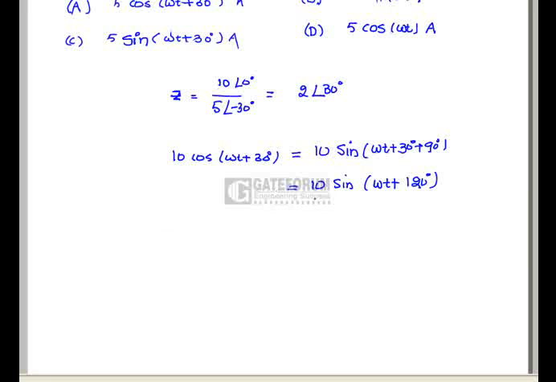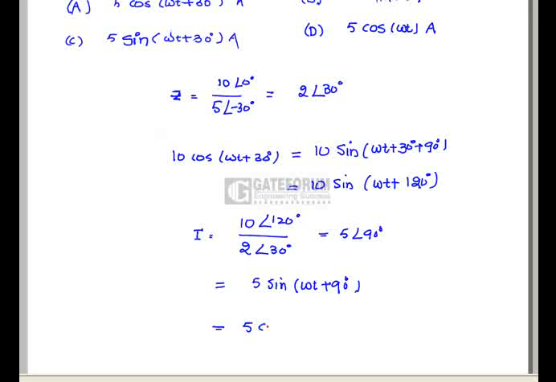For this particular input we have to calculate the current, that is I equals 10 at the angle of 120 degrees divided by 2 at the angle of 30 degrees, that is 5 at the angle of 90 degrees. Now we can write this as 5 sine of omega t plus 90 degrees, because in the above current expression the voltage is in the sine form as well as the impedance which we calculated from the Z expression is also in the form of sine expression. So it is equivalent to 5 cos of omega t amps, which is option D is correct.